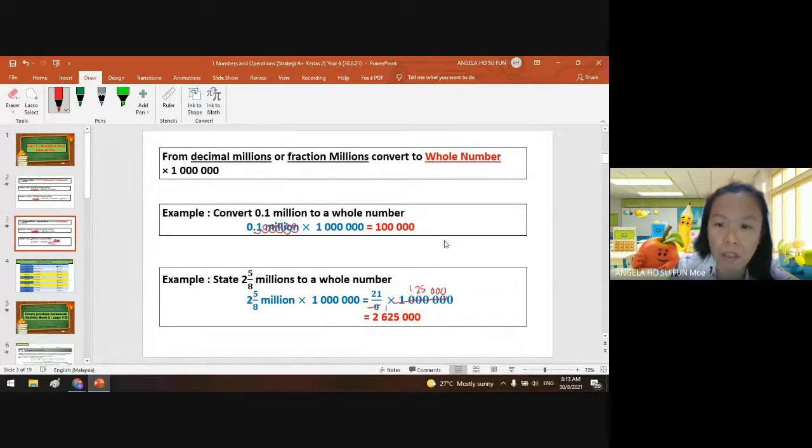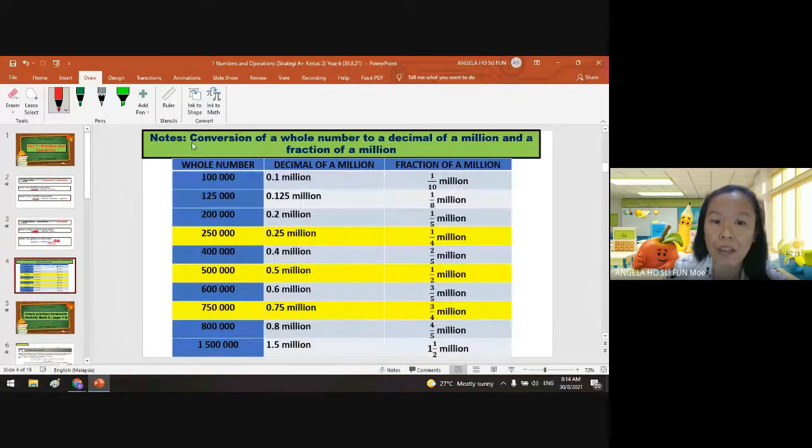Teacher just recalls your previous knowledge, and we do some revision, warming up first before we go on to the work that you have done before. Next, this one is the notes on conversions of a whole number to a decimal of million and a fraction of million. Actually, this table, if you often do these exercises, I'm sure you can remember. Once you look at 100,000, I know it's 0.1 million, and I know it is 1 over 10 million.